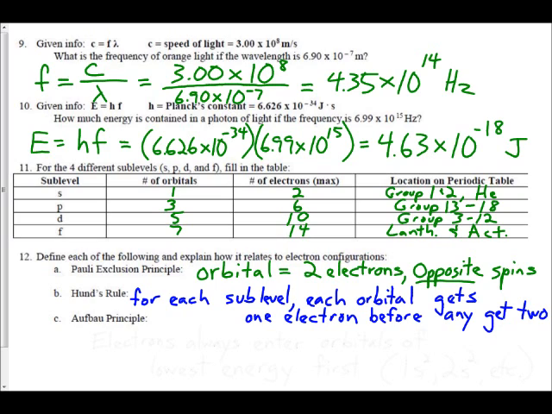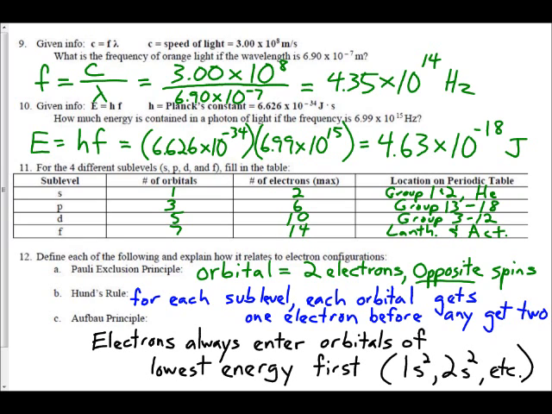And then lastly, the Aufbau principle says that electrons always enter orbitals of the lowest energy first, meaning we will always start at 1s2, 2s2, etc. You always begin at 1s2.